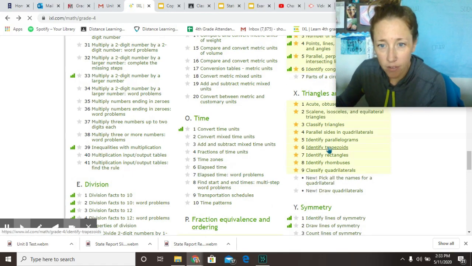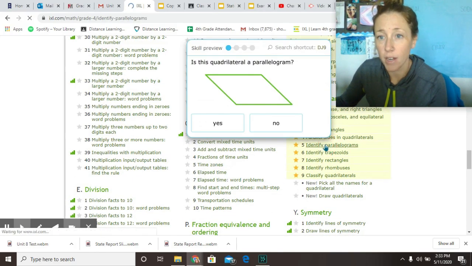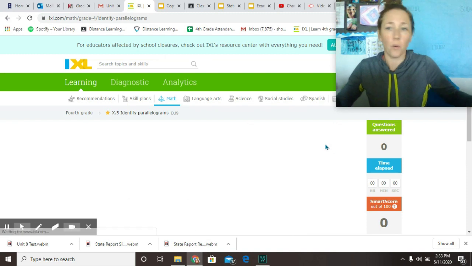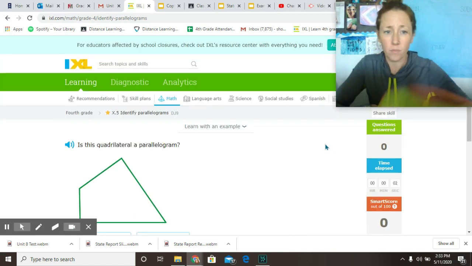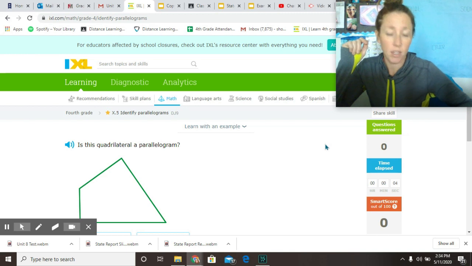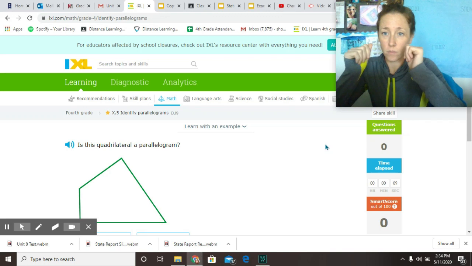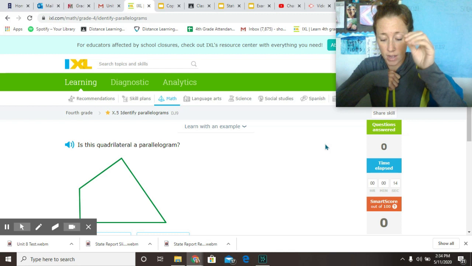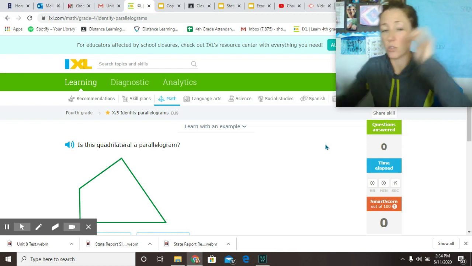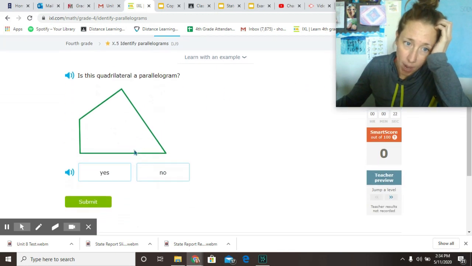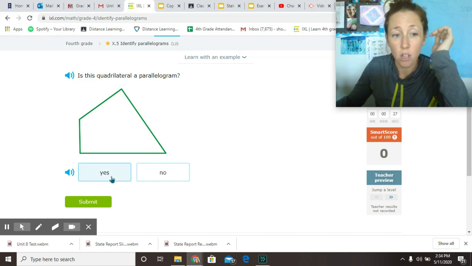So X5 is identifying parallelograms. From the sheet, a parallelogram has to have these things. The opposite sides are congruent. So that means the opposite sides are the same. Okay? It has to have 2 pairs of parallel sides. It has to have 2 acute and 2 obtuse angles or 4 right angles. So if I look at this one, are my opposite sides congruent? Are they the same? No. The lengths on this are all different. So I know right away it's not a parallelogram.